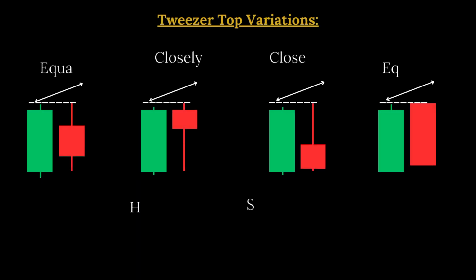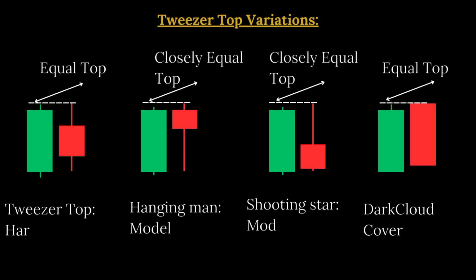Next, variations of the Tweezer top pattern. The Tweezer top candlestick pattern has multiple variations that enhance its interpretive depth and effectiveness as a bearish reversal signal, such as when the first candle is a large bullish candlestick and the second candle forms a harami pattern, indicating indecision and reduced buying pressure.